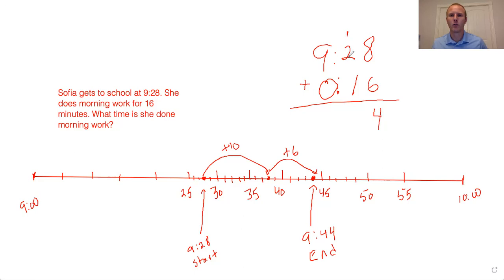So 1 plus 2 is 3, plus 1 more is 4. And then I have 9 hours plus 0 hours is still 9 hours. So I end up with 9:44, which is the same answer that I got down here on the number line. So that's a good way to solve this problem as well. Both of those work. As you can see, this addition way is faster, but I do want you to have the strategy of using a number line as well. So both are important to learn.